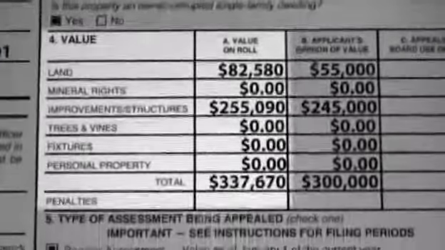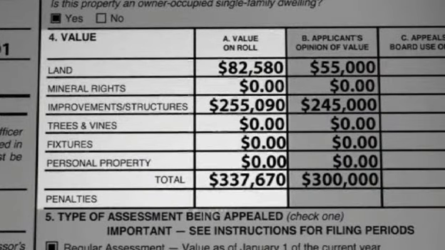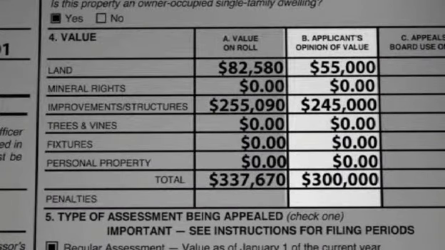Enter the assessor's roll value of your property in column A of Box 4. If you're unsure of the roll value of your property, contact the assessor's office. Also in Box 4, it's vital that you enter your opinion of value in column B. Your application cannot be processed without this information.